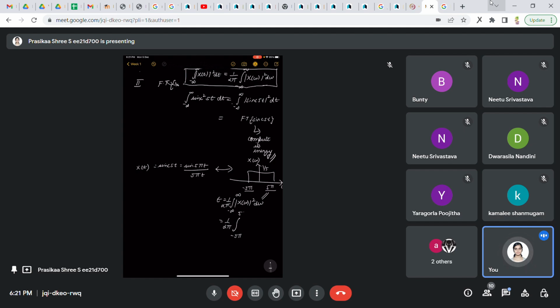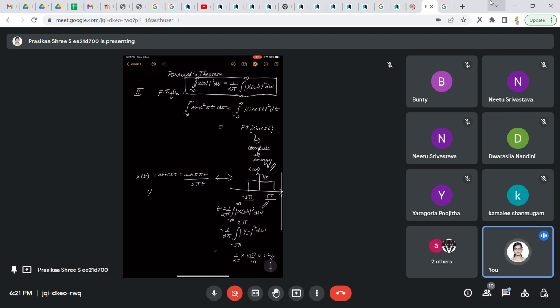So what you will be having? 1 by 25 into 10 pi divided by 2 pi, which is equal to 0.2. So anyway, you'll be getting the same answer. The second method is a bit easier compared to the first because you need not go into convolution, finding out the peak value or not. It's easier to do this. So you can either follow the second method or first method. Both will yield the same answer.